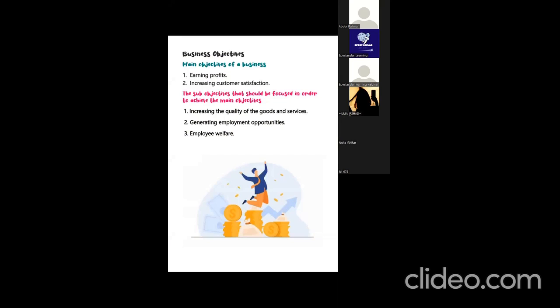The sub-objectives that should be focused on in order to achieve the main objective. First, increasing the quality of goods and services.